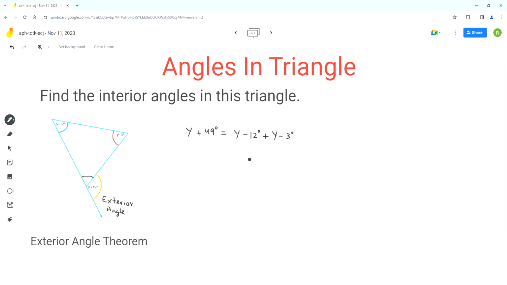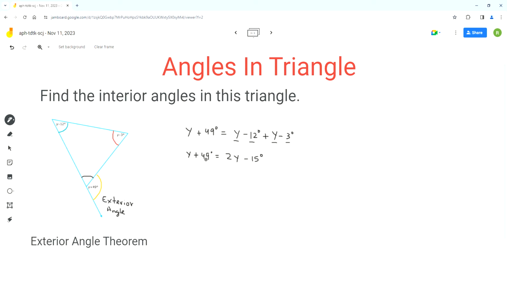So we can start by combining like terms on the right side of this equation. On the right side, y and y are like terms, and negative 12 and negative 3 are like terms. So we can combine them as, the left side stays the same, and on the right side, we get 2y. So y plus y becomes 2y, and then negative 12 minus 3 becomes minus 15 degrees.